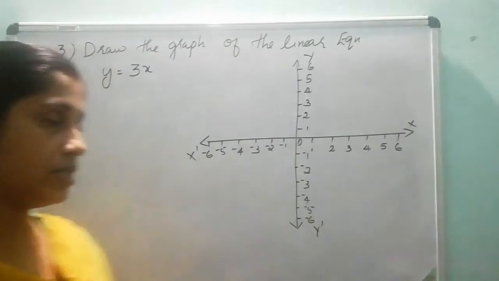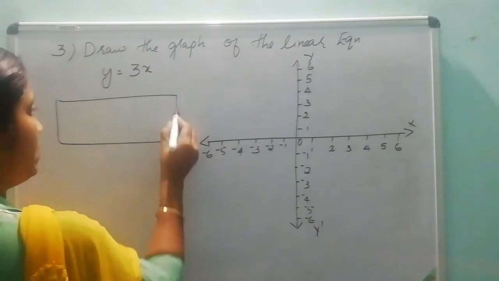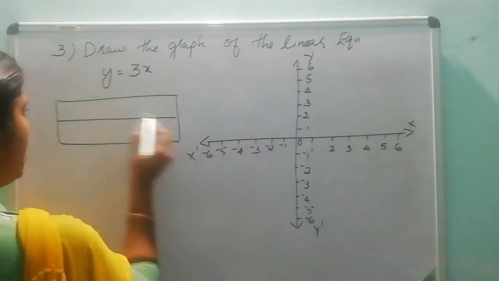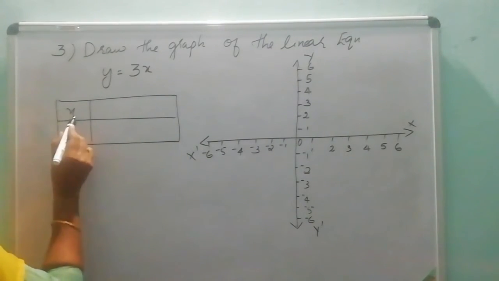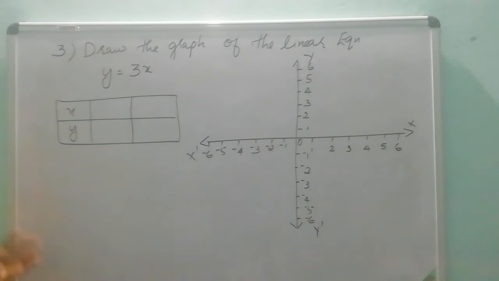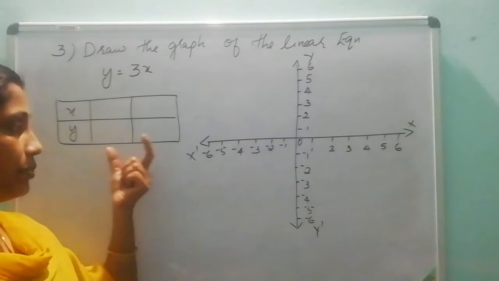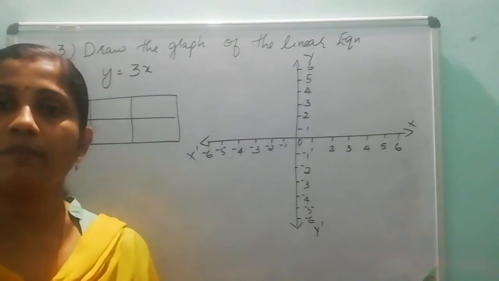Okay, next question, draw the graph of the linear equation y is equal to 3x. Now we can find out the solutions there. Y is equal to 3x. As many solutions as we can find, x, y. We can put any values for x and y. Instead of 0 we can put 1, 2 or any values, but if it is 0 then our calculation will be easier there.